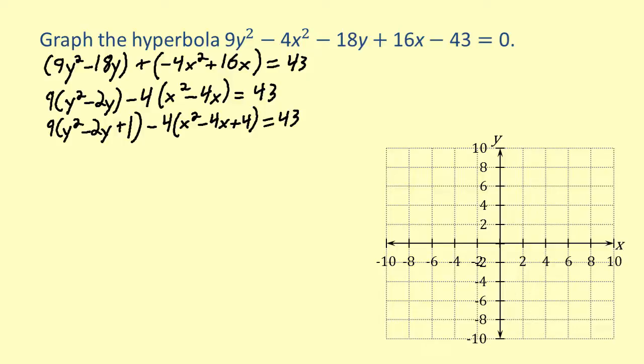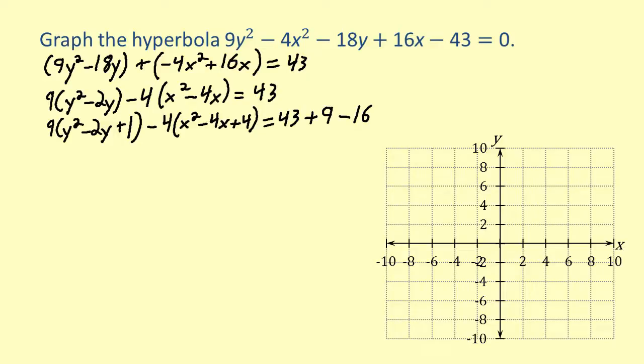Because constants were added to the equation on the left side, these same constants must be added to the right side to keep the equation balanced. In the first term, 9 times 1 equals 9, so add 9 on the right side. Next, since negative 4 times 4 equals negative 16, add negative 16 on the right side.